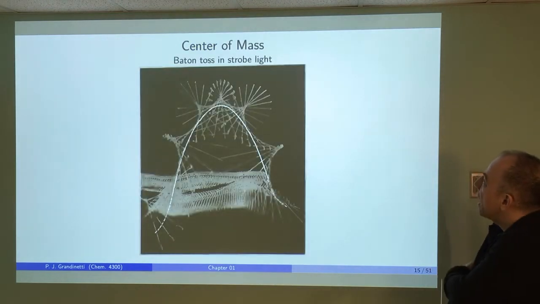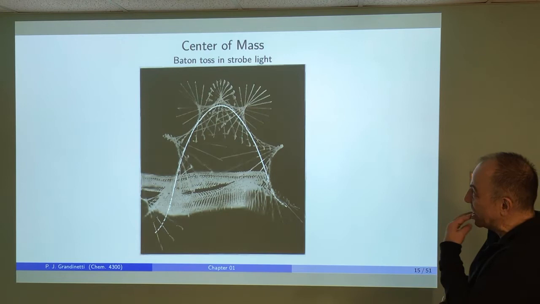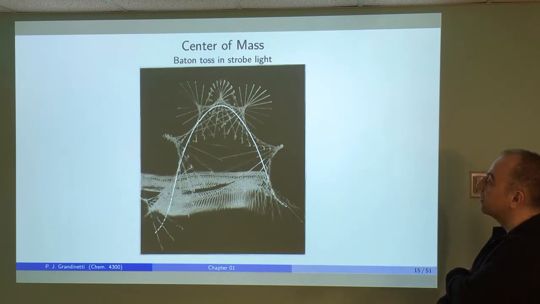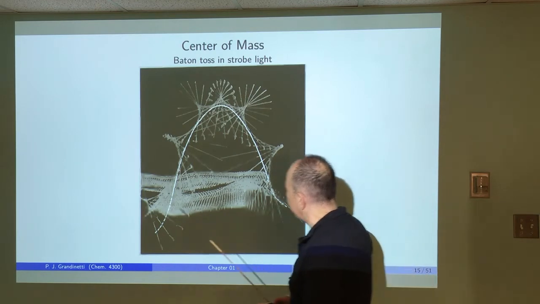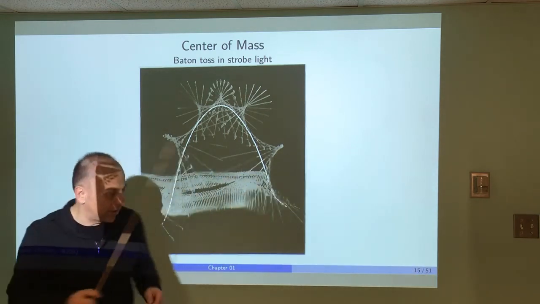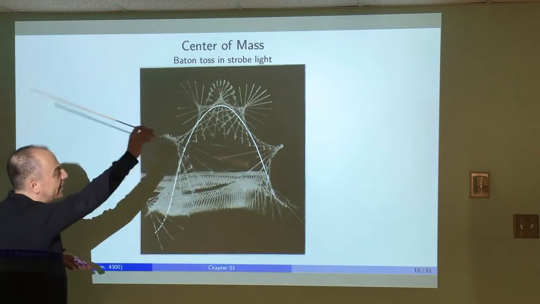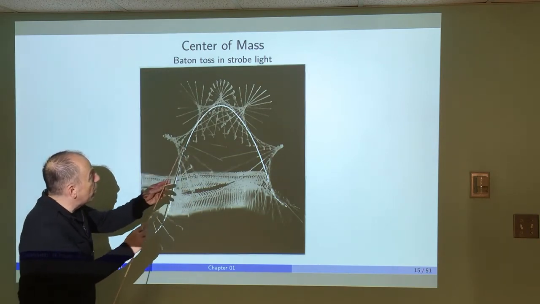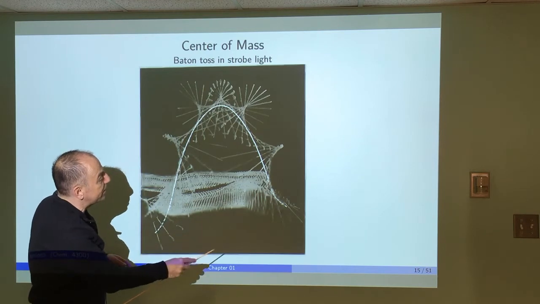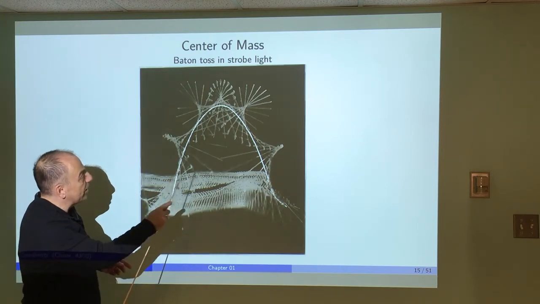Okay, now another topic we want to talk about is the equations of motion for the center of mass. So this is actually a stroboscopic picture of a baton being thrown. The baton is thrown in the air and it flips around, and what we're looking at is the motion of just the center of mass of the baton, which actually undergoes a very nice parabolic motion.